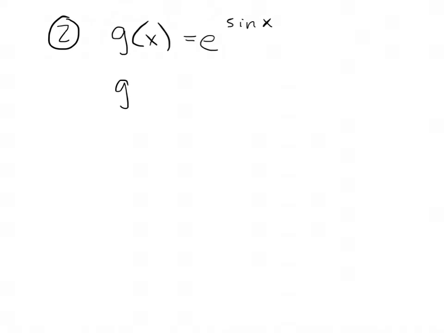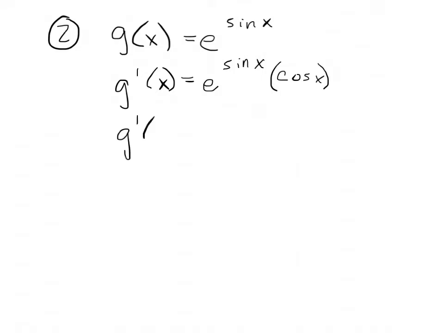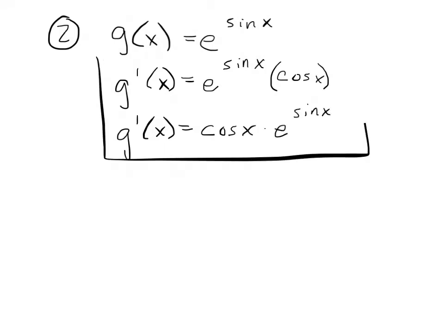So the derivative of this, well, the derivative of e to the anything is e to that same thing times the derivative of that thing, because of the chain rule. The derivative of this one is cosine x, and we can either leave the answer there, or we could move the cosine x to the front.